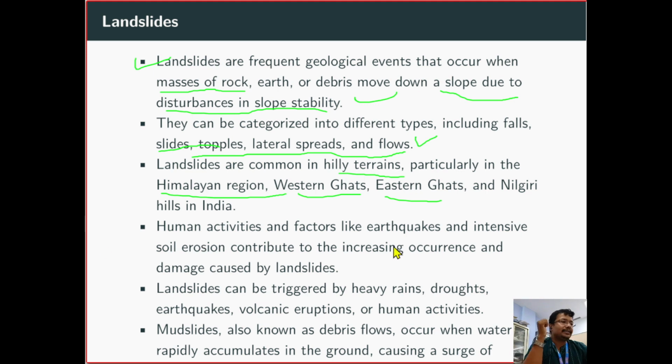Next, human activities and some other factors like earthquakes also intensify landslides by causing soil erosion, thereby increasing the occurrence and the damage caused by landslides, right? Okay, and landslides can be triggered by heavy rains, droughts, earthquakes, volcanic eruptions, and other human activities. Mudslides are also known as debris flow. They occur when water rapidly accumulates in the ground, causing a surge. Right.